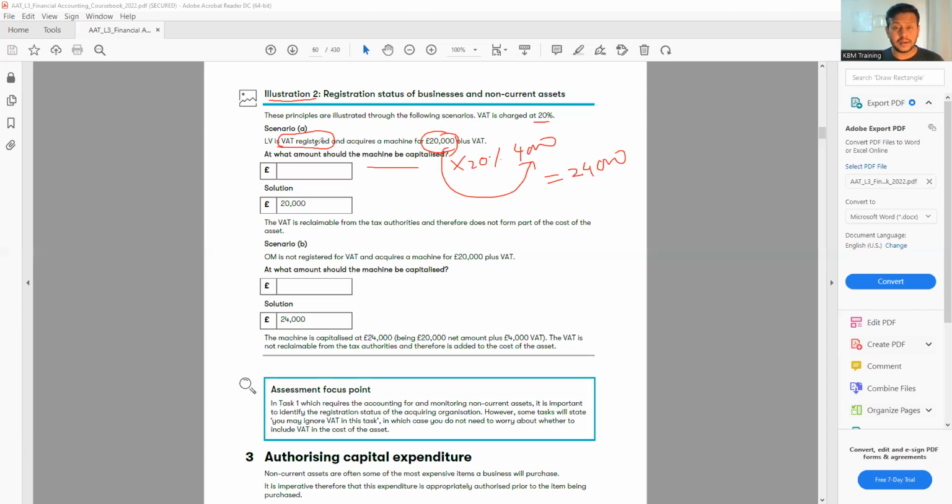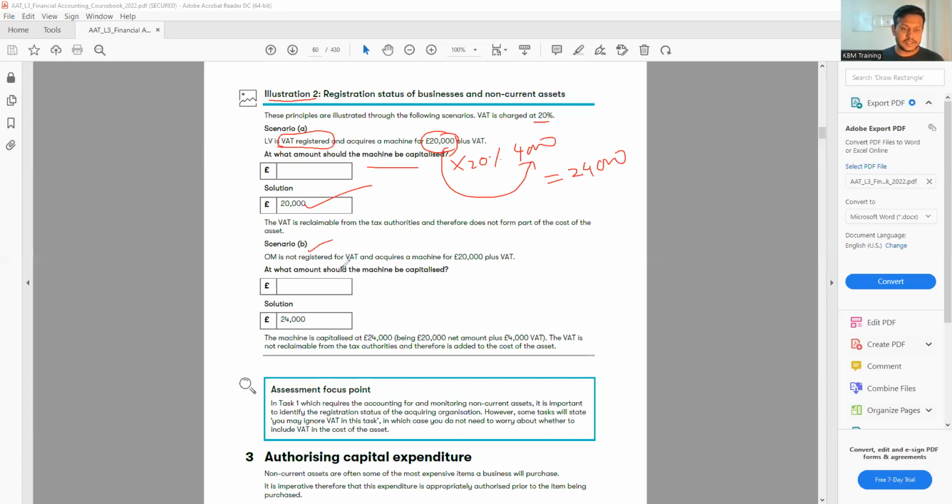If the business is VAT registered, the VAT is not a cost for me because I'll get it back. For that reason, we can only take 20,000, not 24,000, because the 4,000 I'm paying initially to the supplier, but later on I'll claim it back.